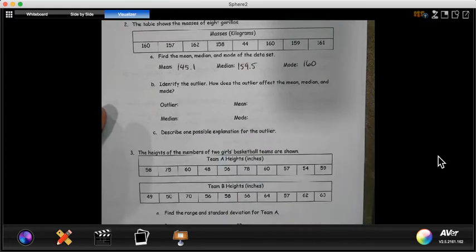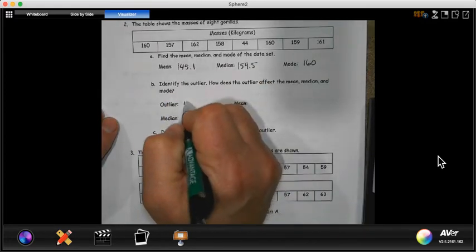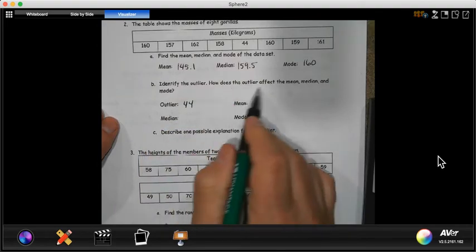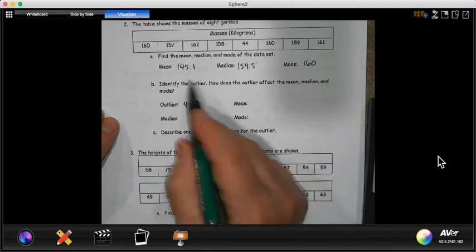All right, let's identify the outlier. I think the outlier is 44. How does the outlier affect the mean, median, and mode? It's going to pull the mean down.